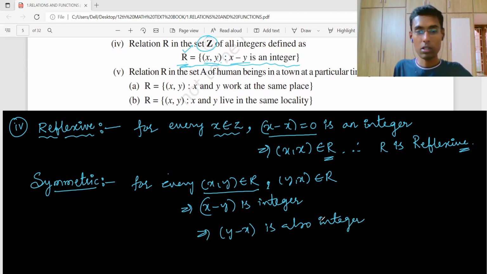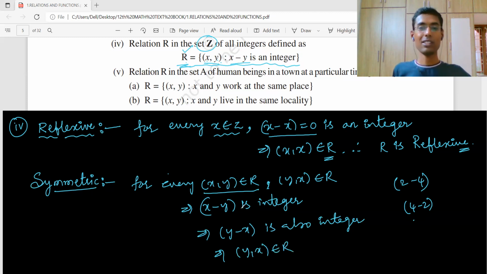This everybody knows. If x minus y is an integer, for example 2 minus 4 is an integer, that implies 4 minus 2 is also an integer. This is just the negative. So that implies y comma x also belongs to R.